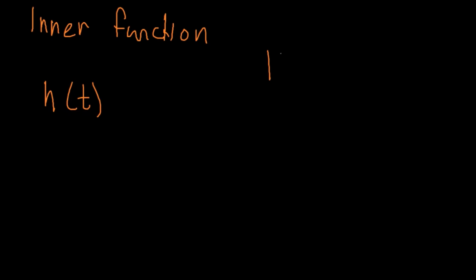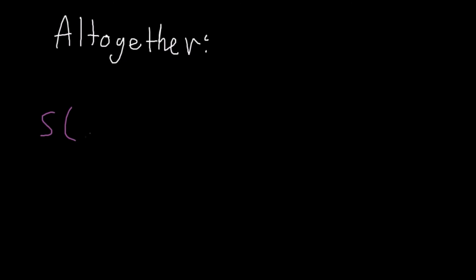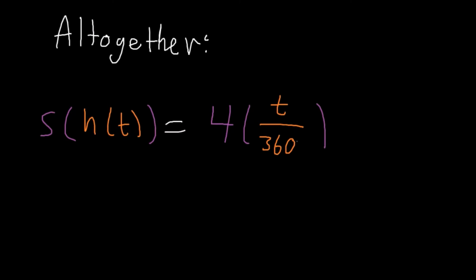And since there are 3,600 seconds in an hour, we express h of t as h of t equals t divided by 3,600. Now, altogether, the snail's position in seconds is the function s of h of t equals 4 times t divided by 3,600. Remember, the function s isn't the position of the snail, but rather the function that takes a time in hours and gives the position in meters.